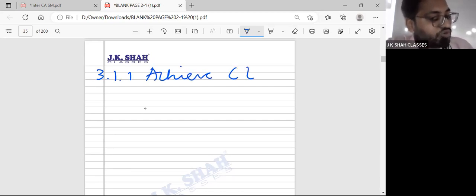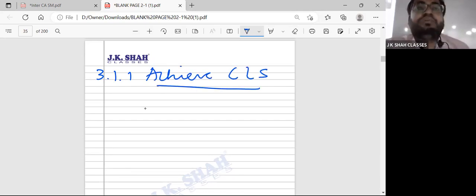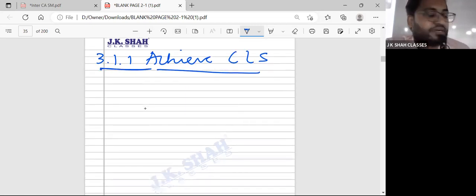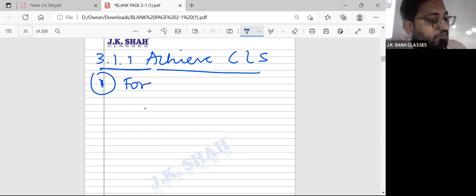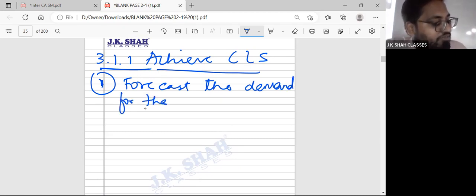How to achieve cost leadership strategy. I may change the approach in the coming answers, but I will write for this, no problem. Number one: if you want to achieve cost leadership, what is the first possible point? The first point will be to forecast the demand for the product.